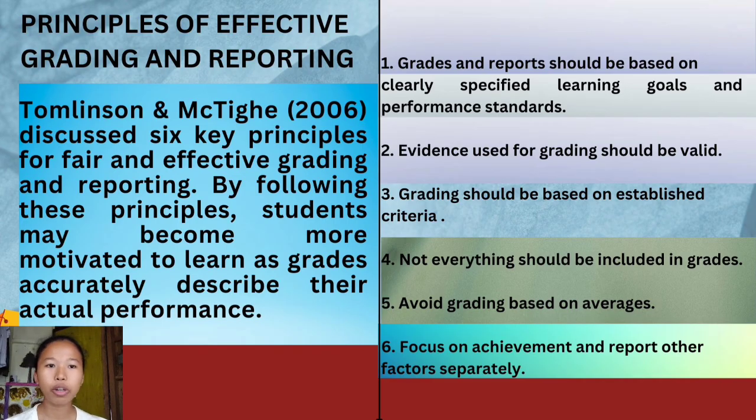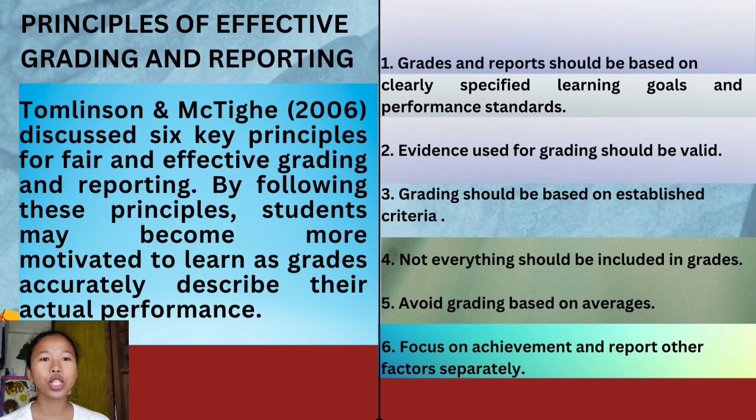For number 1, grades and reports should be based on clearly specified learning goals and performance standards. Grades should reflect achievement of learning standards. They should have qualitative descriptions of quality of work students have shown or produced. So there should be accurate grades that reflect the hard work, the performance of the students. There are standards that are clearly targeted and pointed out by the students, and they will get the achievement that they deserved by the reflection of their grades.